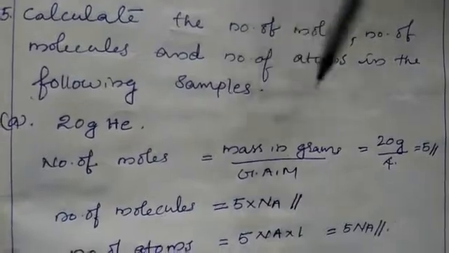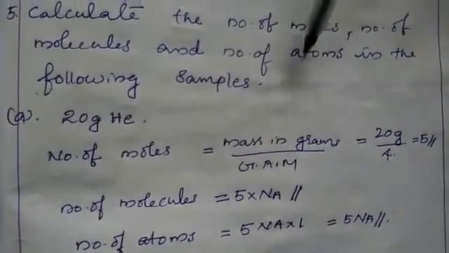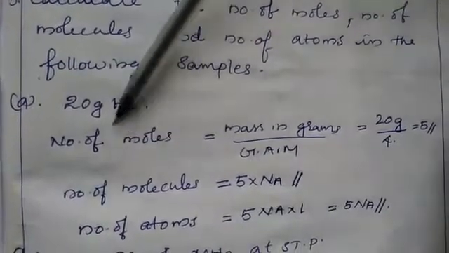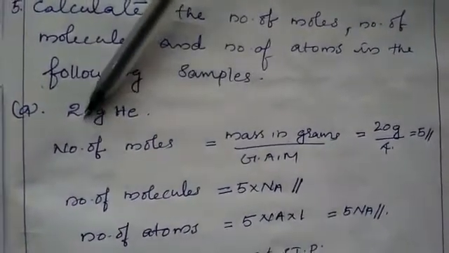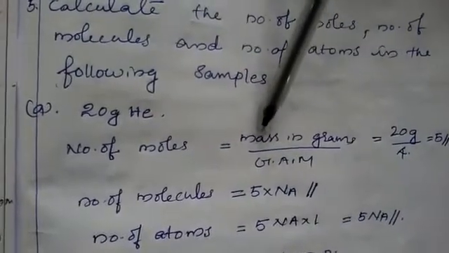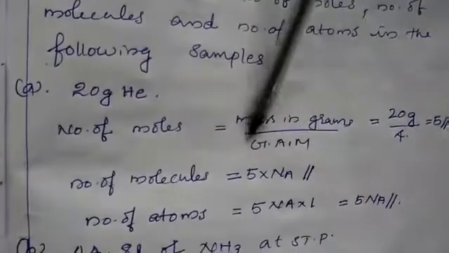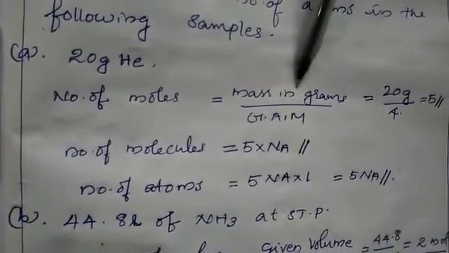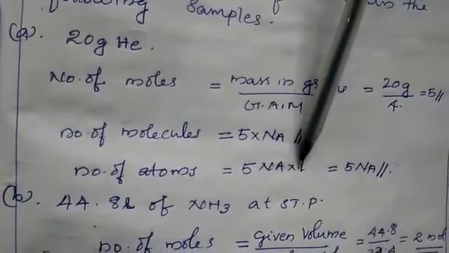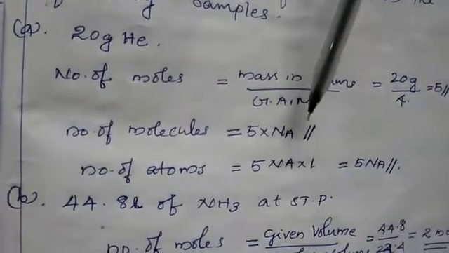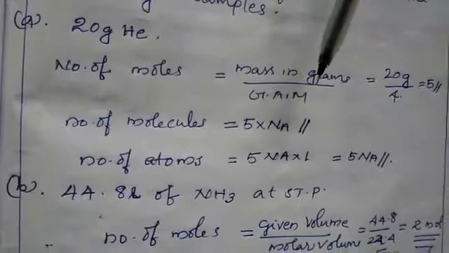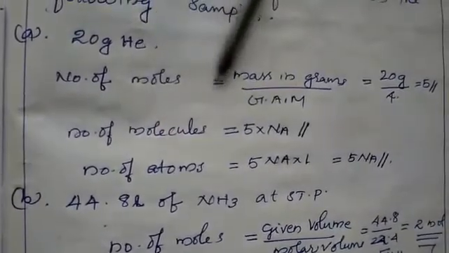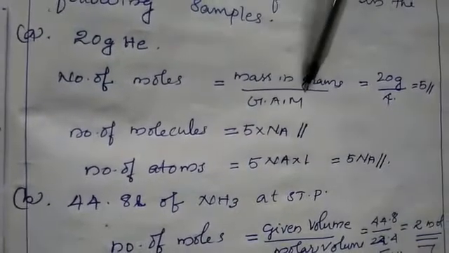In order to calculate the number of moles, number of molecules and number of atoms in the following samples. This type of question is very important one. So in order to calculate this one, first of all we have to find out the number of moles. So mass is given here. So the equation is mass in grams divided by GAM. While doing the problems, you have to write the equation first, then only you have to do the problems. For the exam, you have to be very careful in that. Otherwise, I will not give a mark. So step by step, you have to do the problems. Clear? So number of moles is equal to mass in grams divided by GAM.